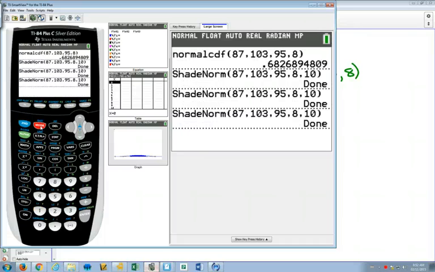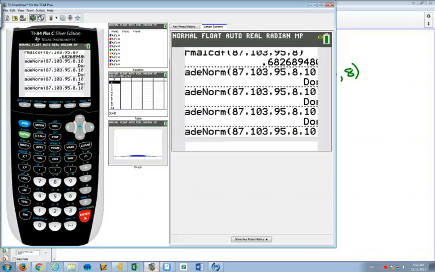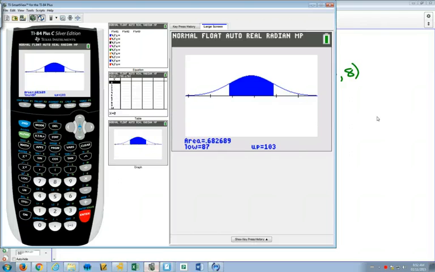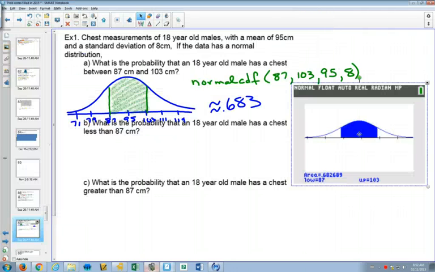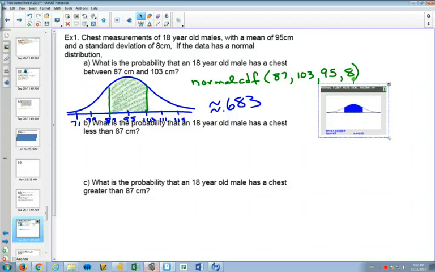quit. This time I was smarter. I went back to shade norm before I hit graph. And that does look like a nice normal distribution. That's pretty.